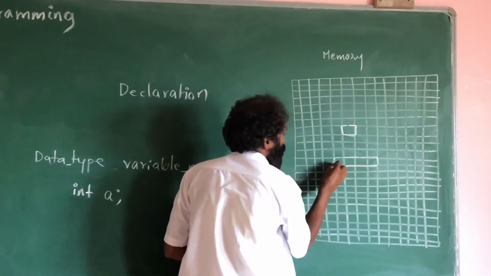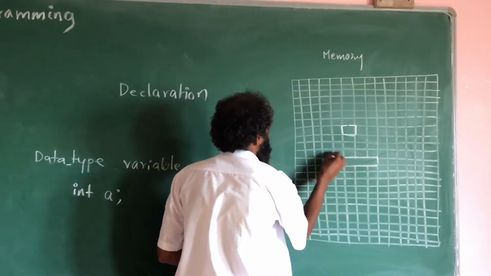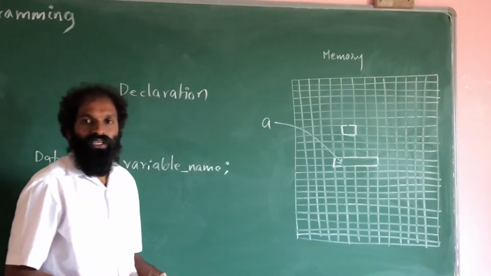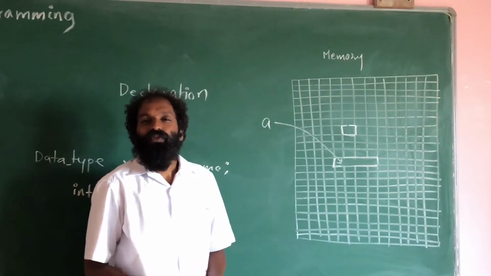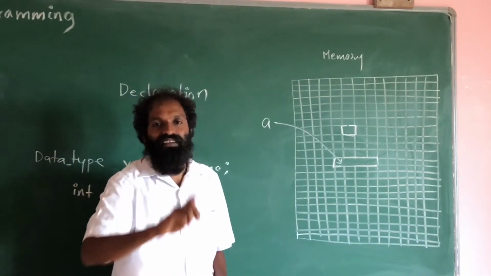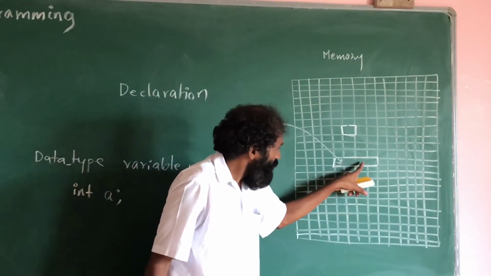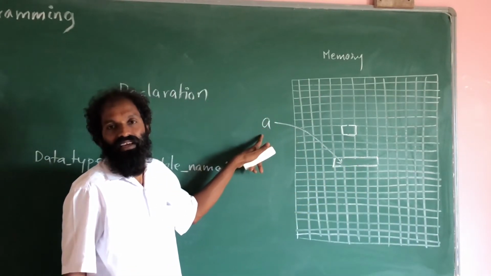Anywhere, it takes 4 boxes. Its name is A. These 4 boxes' name is A. Like 4 tickets reserved under a single person's name, like that. So these 4 boxes are reserved under the name A.